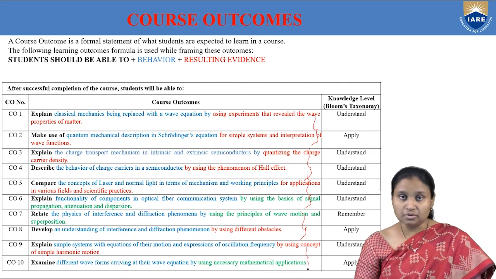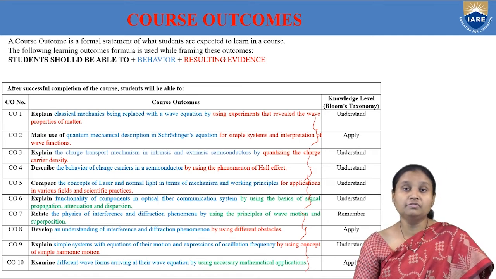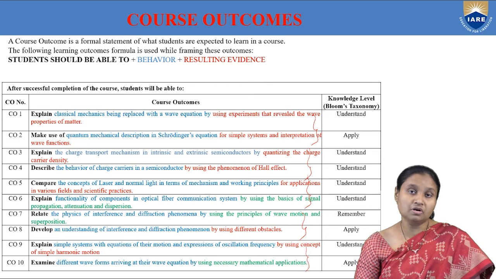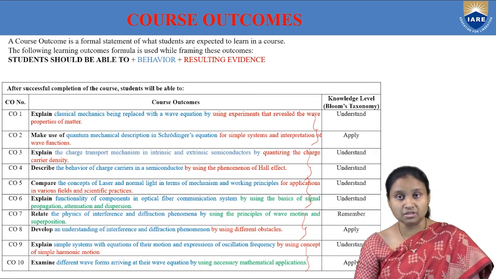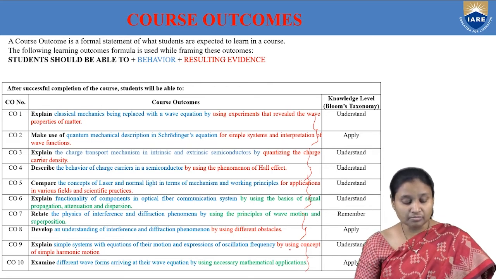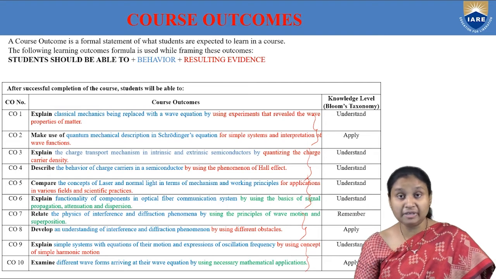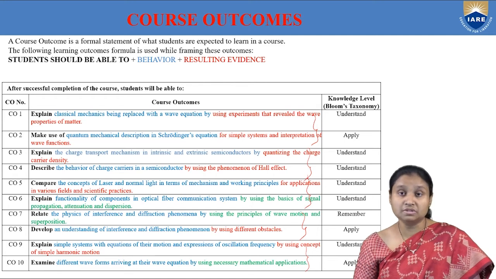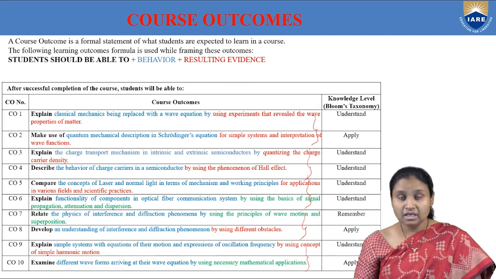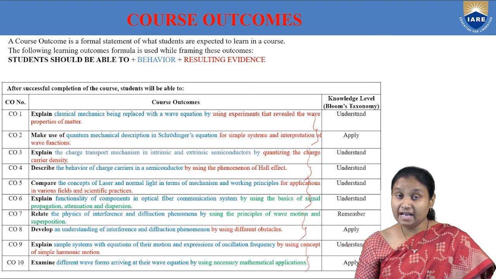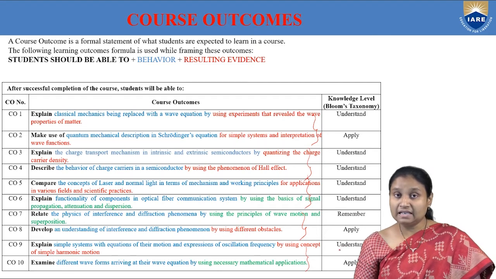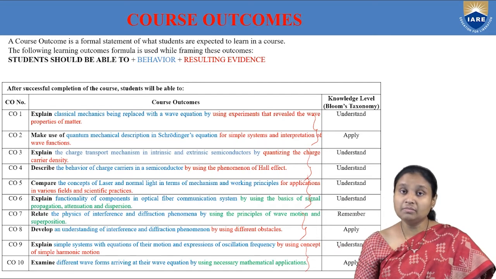The last two outcomes, the 9th and 10th course outcomes, are related to the 5th module, where we talk about harmonic oscillations and waves in one dimension. Coming to the 9th outcome, the student will be able to explain simple systems with equations of their motion and expressions of oscillation frequency by the concept of simple harmonic motion. Here the student is going to understand. So what is the level related to this course outcome? Understand.